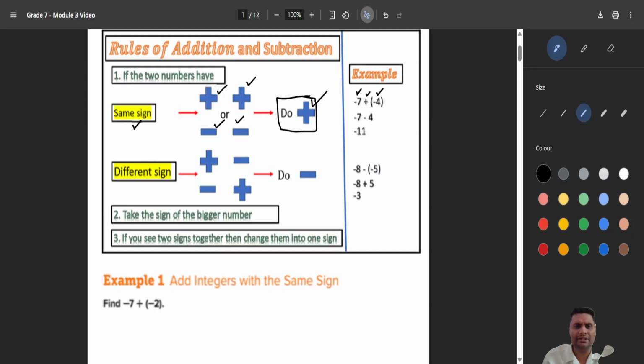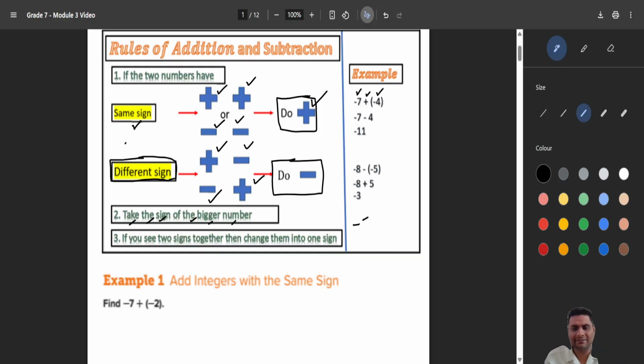And if the integers have different sign, like one is positive, the other is negative, or the first one is negative and the other is positive, in this case, you will always do minus. Let us see the rules first. Then whatever answer you get after doing plus or minus, your answer will take the sign of the bigger number among the two numbers which you were adding or subtracting.